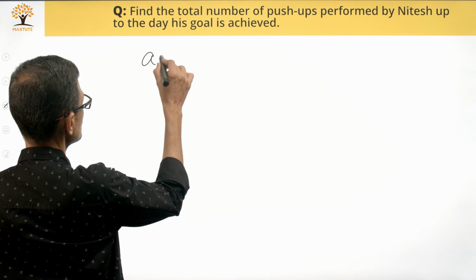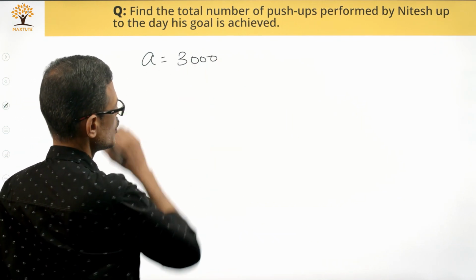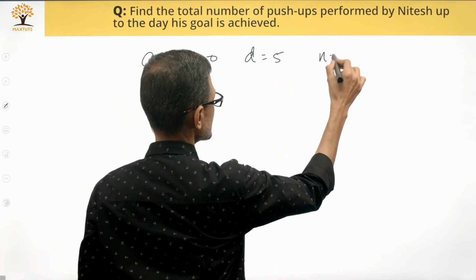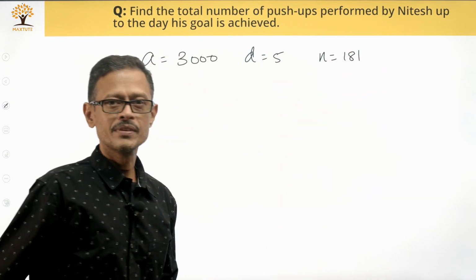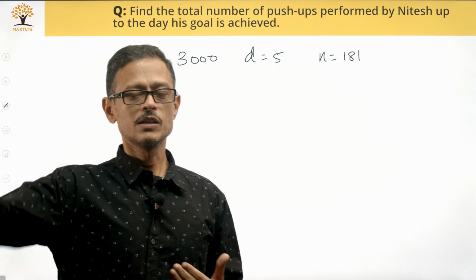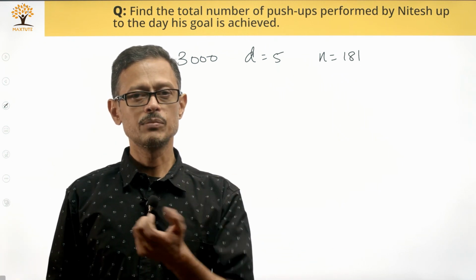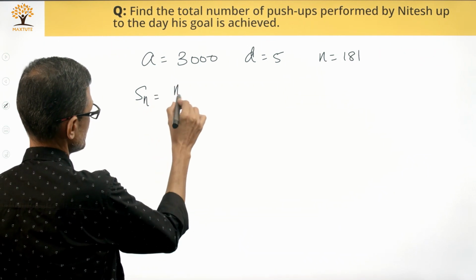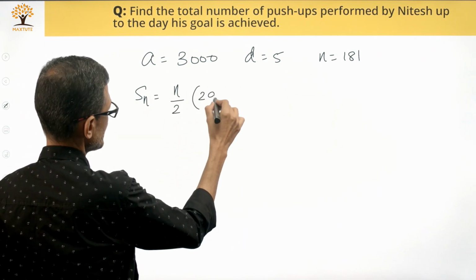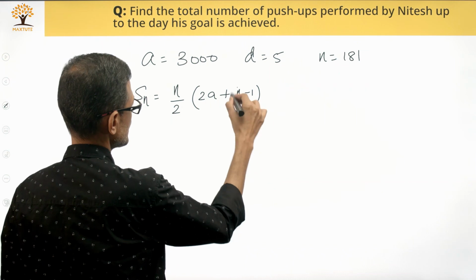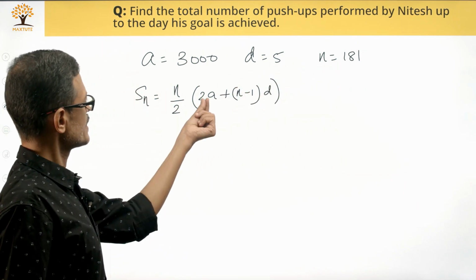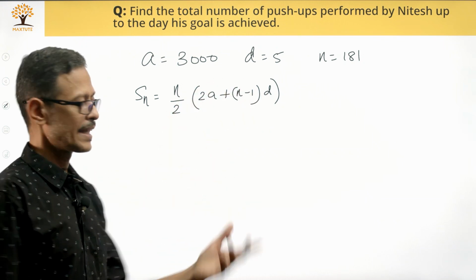We know a is equal to 3,000. Day 1, how many push-ups he does? Common difference is equal to 5. He reaches his target on the 181st day. The question is to find out the sum of all the push-ups he has done from day 1 all the way up to the 181st day. So Sn, the formula we'll write, which is n by 2 times (2a plus (n minus 1) times the common difference). Do we have values for all of this? n is equal to 181, a is equal to 3000, d is equal to 5. Plug in, we'll get the answer.